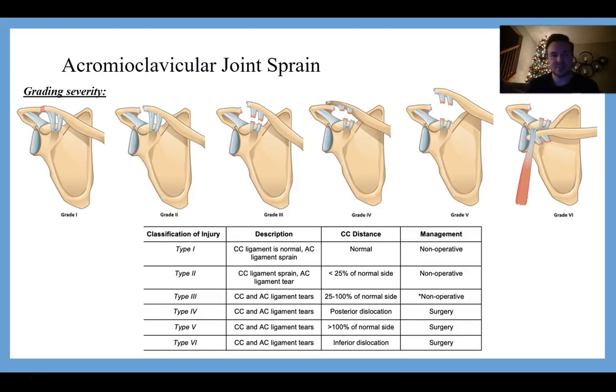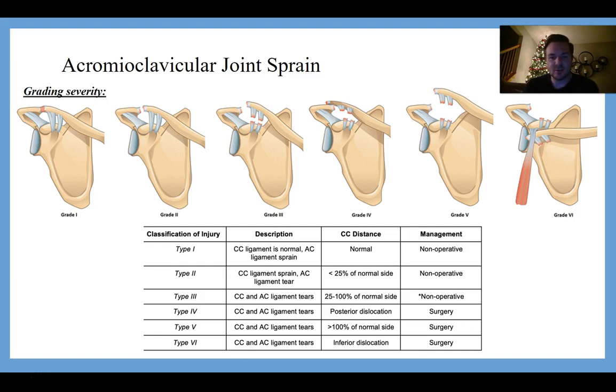There are 6 types of AC joint sprains, and they're graded from 1 to 6 in order of least severe to most severe. And so you can pause it here and look at this. Usually types 1 through 3 are all managed non-operatively with physical therapy. However, types 4, 5, and 6 usually need surgery, especially the number 4, which is a posterior dislocation. That's going to be, unfortunately, you think about what's behind that area. You have your brachial plexus and maybe some neurovascular structures there.